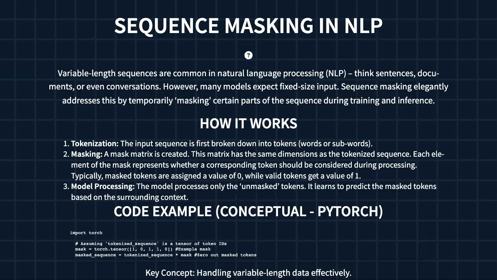Basically, we temporarily hide or mask certain parts of the text during training and inference. We first break down the text into tokens, think words or pieces of words. Then we create a mask that tells the model which tokens to pay attention to and which ones to ignore. The model learns to predict the masked parts based on the surrounding context, allowing it to handle variable length sequences gracefully.